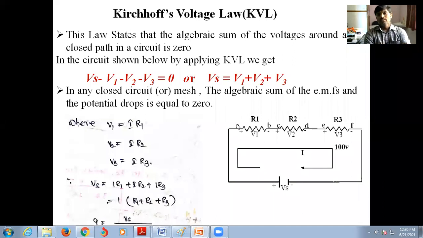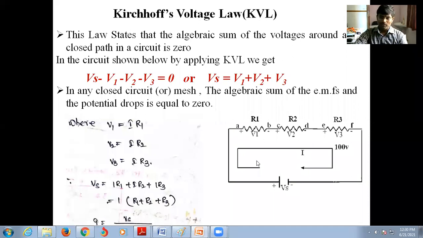It states that the algebraic sum of all branch voltages around any closed path is zero. I told you already, circuit means in a network, there must be at least one closed path. That closed path is formed by two or more branches, which are elements. So the KVL states that the algebraic sum of all branch voltages around any closed path is equal to zero.